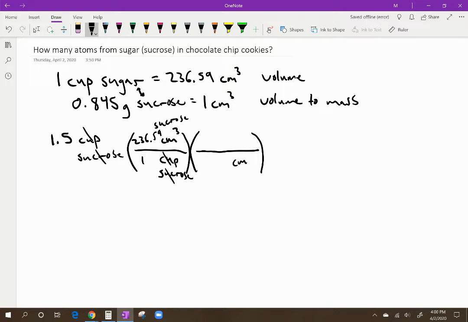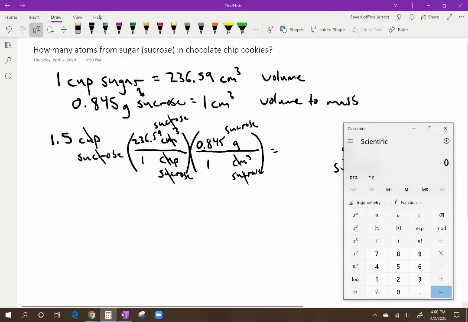And then we're going to take that small volume in metric system or international units for sucrose and change that to mass. So 1 cubic centimeter is that mass of 0.845 grams for the sucrose. So cubic centimeters cancels out and is going to get us our answer for grams of sucrose. All right. So on a scientific calculator, we're going to take anything on the top you multiply, anything on the bottom you divide. So 1.5 cups times 236.59 centimeters cubed per cup and times 0.845 grams.